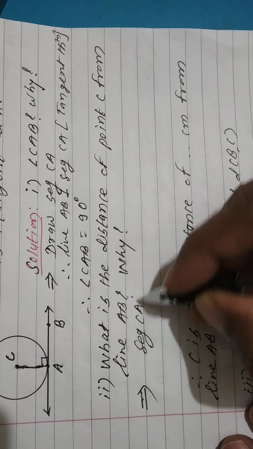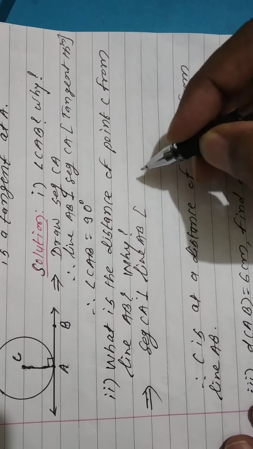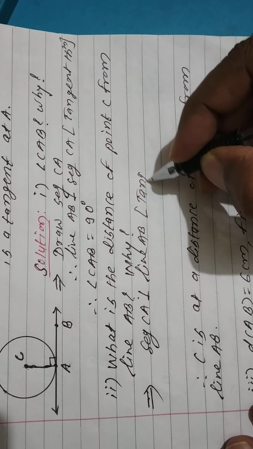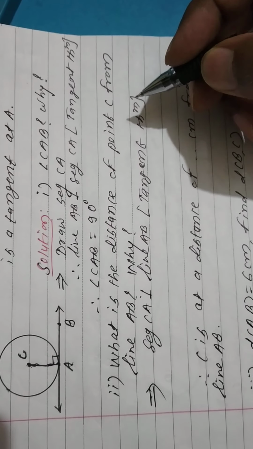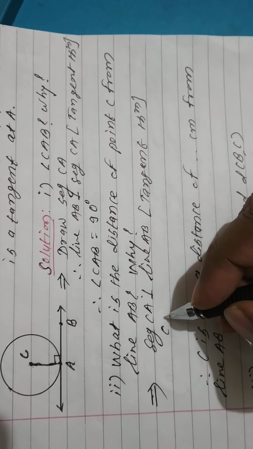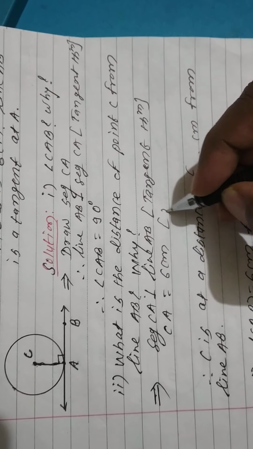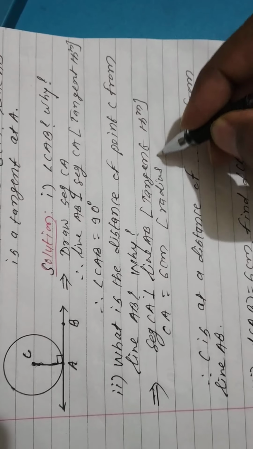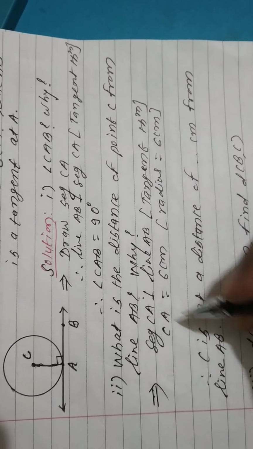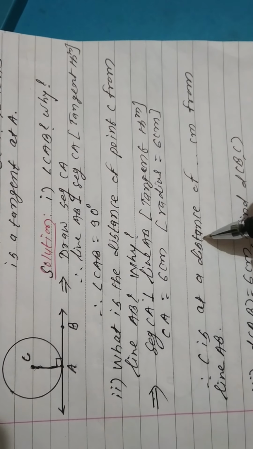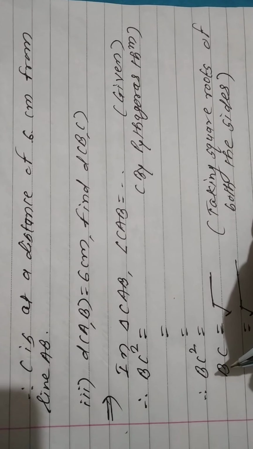Segment CA is perpendicular to line AB by tangent theorem. CA is equal to 6 centimeter, radius is given 6 centimeter. Therefore, C is at a distance of 6 centimeter from line AB.